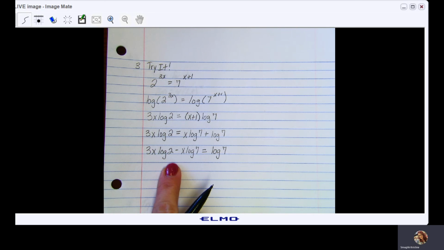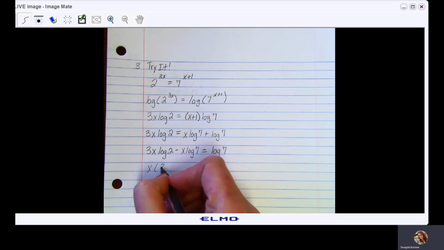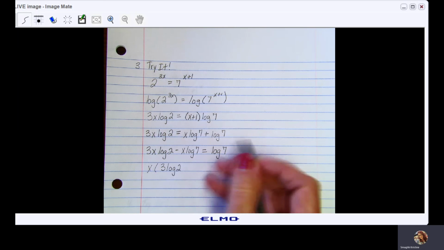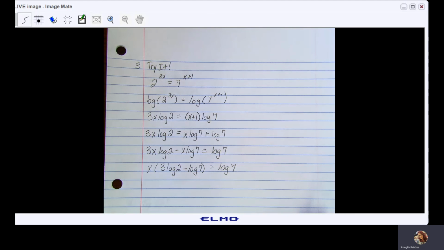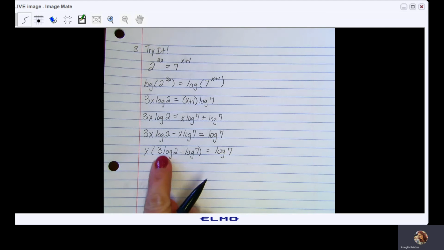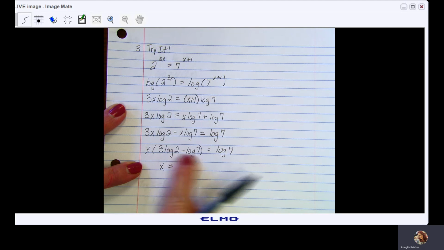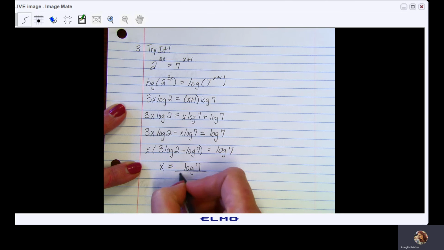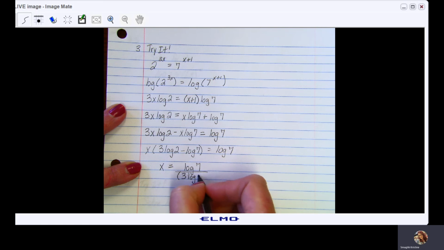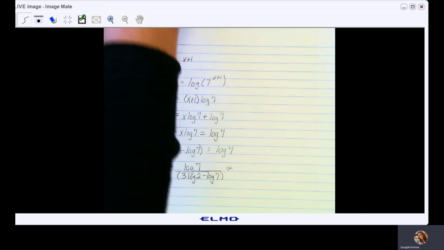And now let's go ahead and factor this out. I'm going to factor the x out. So we have x times 3 log 2 minus log 7 equals log 7. And now what's in parentheses, I'm going to divide both sides by. I'm going to skip showing that step. We're going to jump right into it. X equals, I'm dividing what's in parentheses out. X equals log 7 divided by, I'm going to keep it in parentheses, 3 log 2 minus log 7. And let's grab the calculator and see what that is.